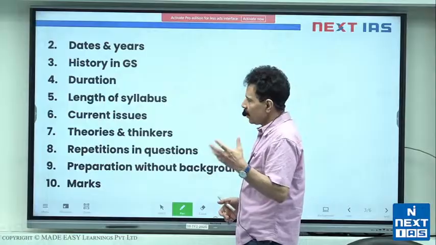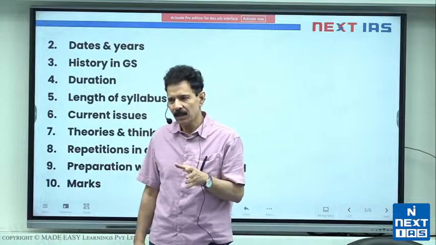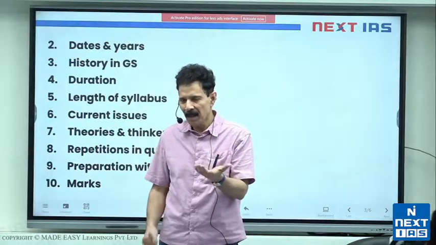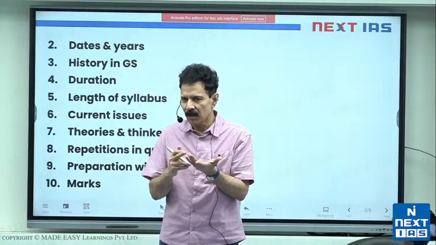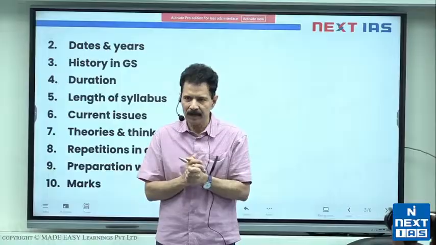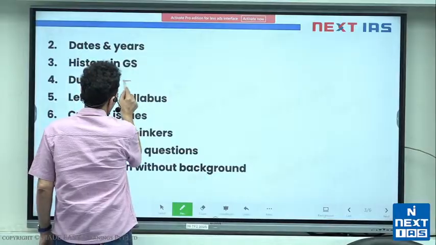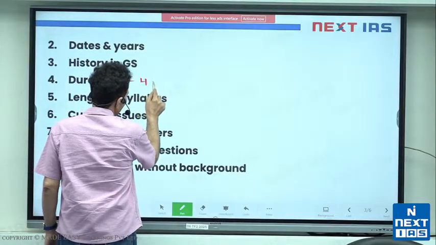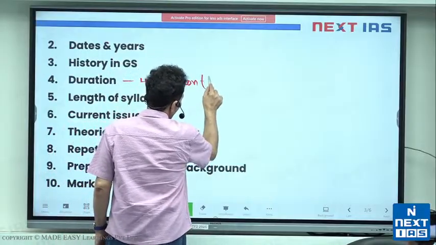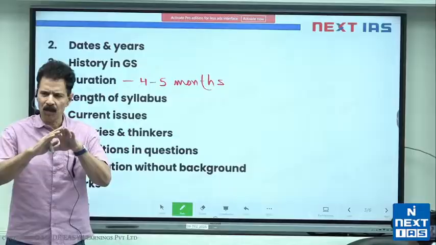Right. Now, there is a very simple logical answer. In all the popular optional subjects, particularly humanities, because the popular ones are humanities, history, pol science, sociology, anthropology, geography, PSIR, it takes roughly the same time, 4 to 5 months. So here I'm writing 4 to 5 months. This is the duration required to complete all the popular optional subjects.